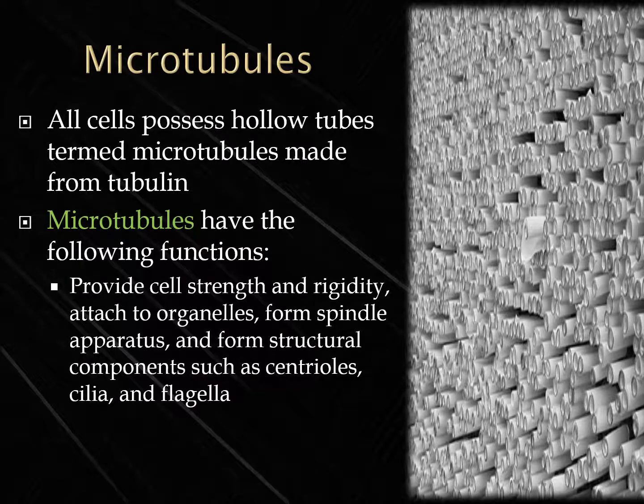Microtubules. All cells possess hollow tubes called microtubules made from tubulin. Microtubules have the following functions. They provide cell strength and rigidity, attach to organelles, form the spindle apparatus, and form structural components such as centrioles, cilia, and flagella.